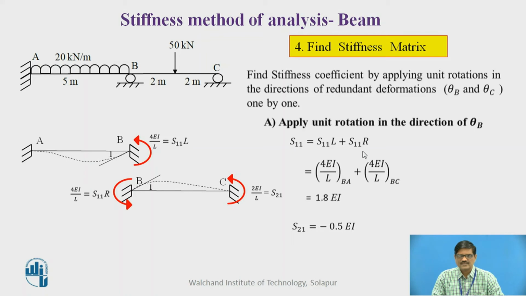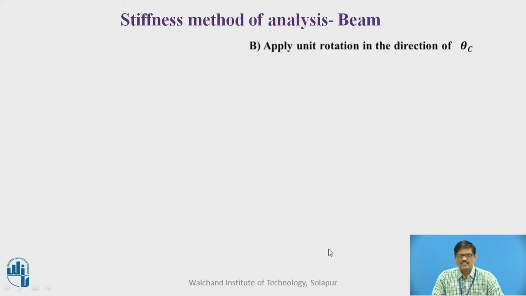S11 is left plus right component, it comes out to be 1.8 EI, and S21 is minus 0.5 EI. So this negative sign we have used because the moment here S21 is anti-clockwise, but the rotation at C we assumed as clockwise. Therefore, it is to be taken as negative.